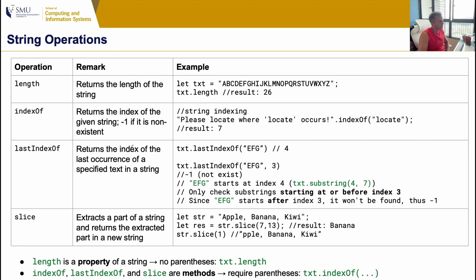Now there are string operations. One of them is length, which we came across earlier. So alphabet in English, 26 letters. indexOf, with a capital O, camelCase. You can see an example there. Please locate where locate occurs. So 0, 1, 2, 3, 4, 5, 6, 7. So location is 7. That is the first time locate occurs there, not the last time. Keep in mind. Then lastIndexOf, of course, is the last place where it occurs.